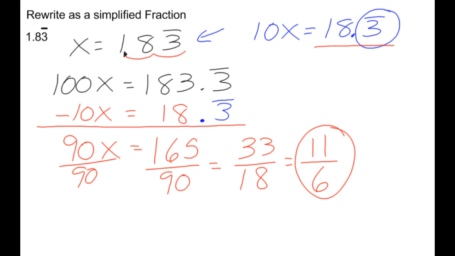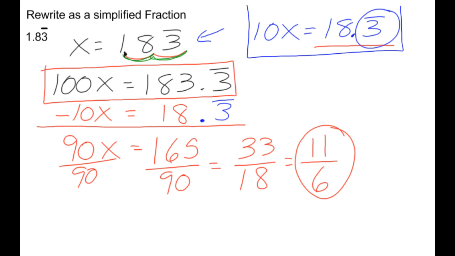So remember, the first step I did is got the 100x because I needed to take it times 100 because I needed to move it 2 places. Okay, the second thing I had to do was figure out what can I subtract. Well, I can subtract this so that my 0.3s cancel out.